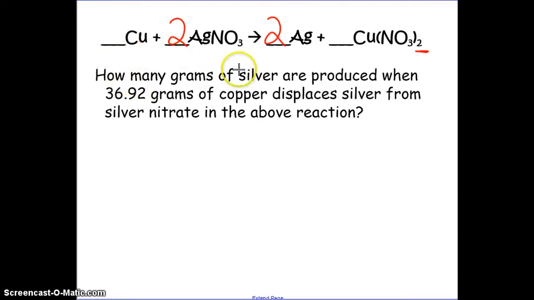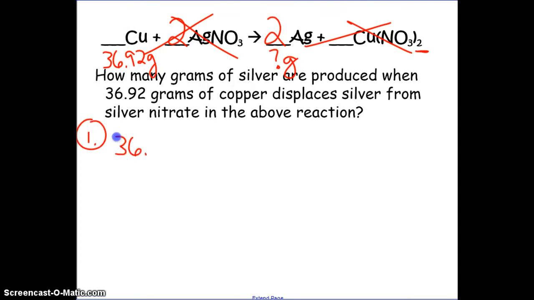All right, question says, how many grams of silver, well, this is silver, so we're looking for grams of silver, are produced when 36.92 grams of copper, so that's what we're given, does all this stuff in the above reaction. Okay, so I don't need that one or that one. Okay, so I got my silver and I got my copper. Okay, first step, if you're not already in moles, you got to take it to the mole. Okay, so we got grams of copper.